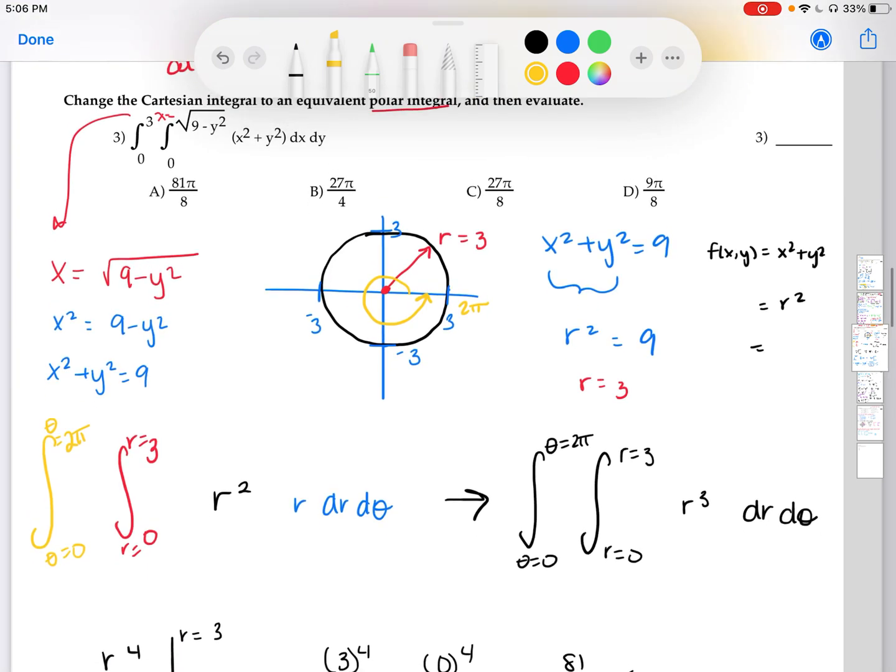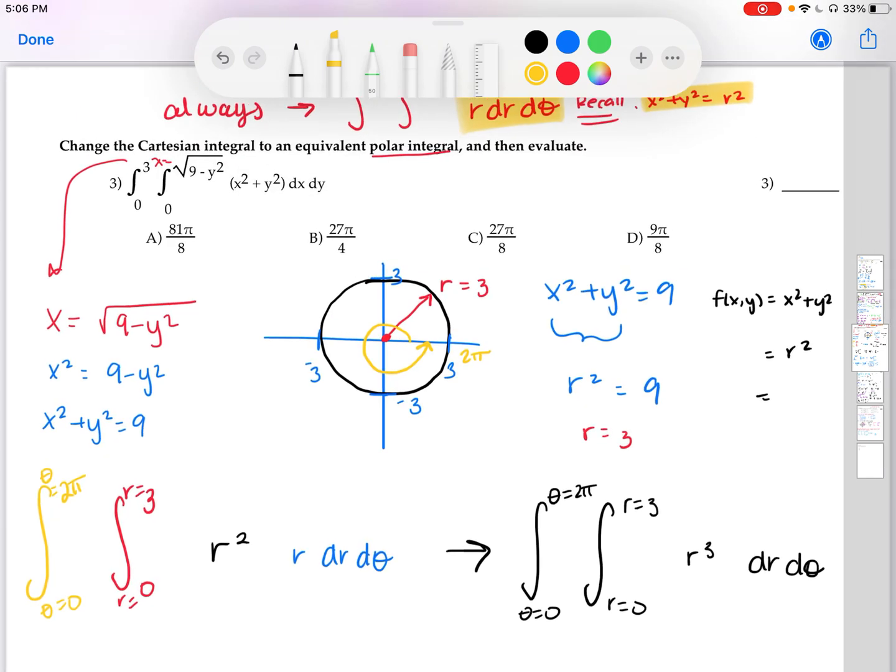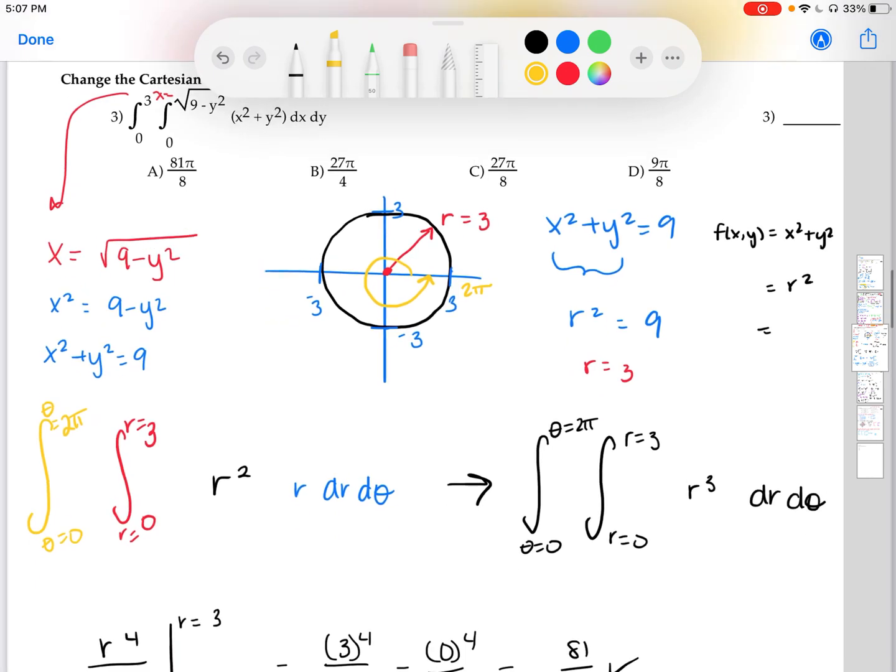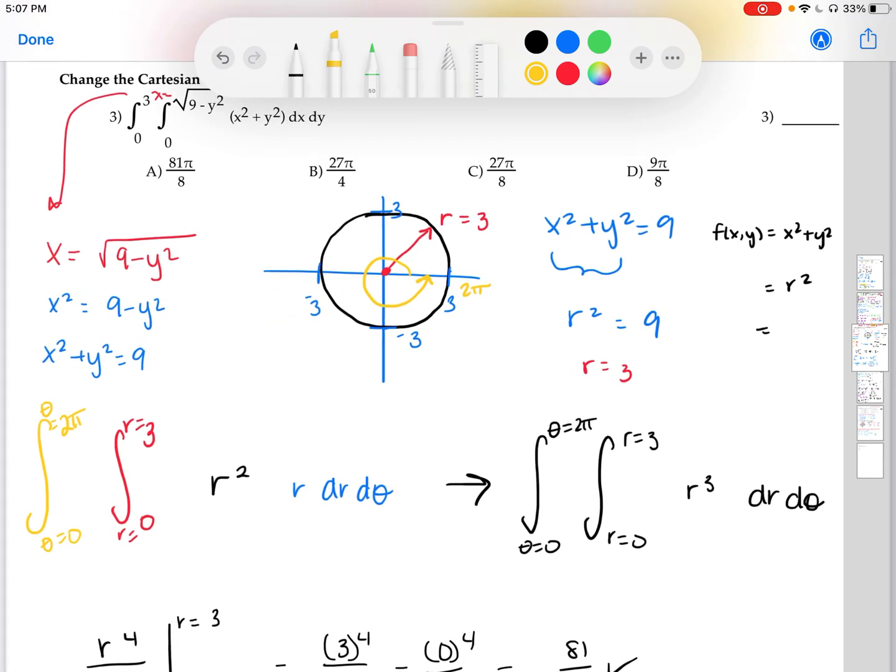Now we have our integral set up. Now we look at our bounds. First, we look at x. We have x is equal to the square root of 9 minus y squared. Okay, let's take a look at what we have there. That's really x squared plus y squared equals 9, which is a circle of radius 3. So this can help us convert into polar coordinates.